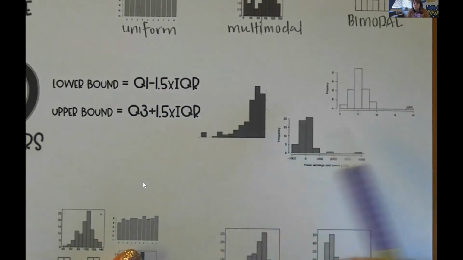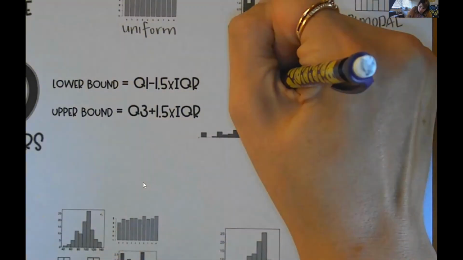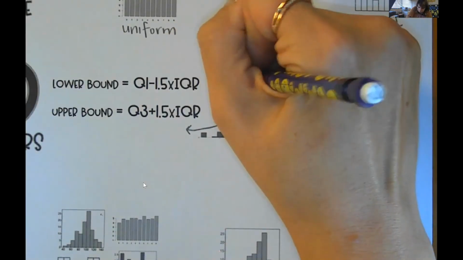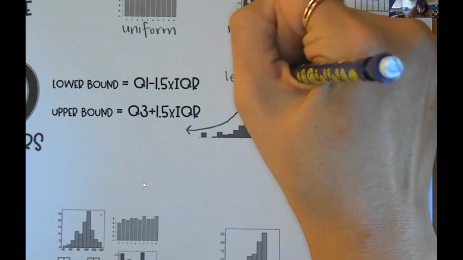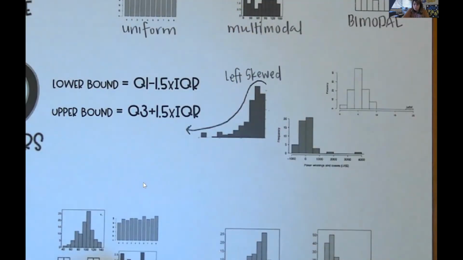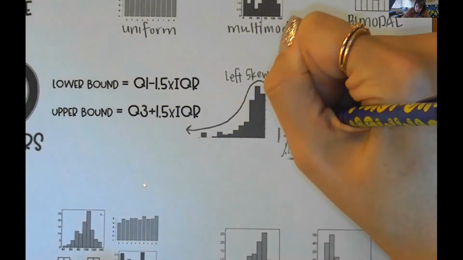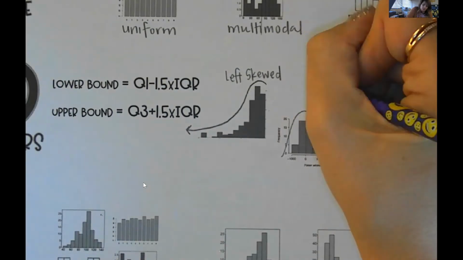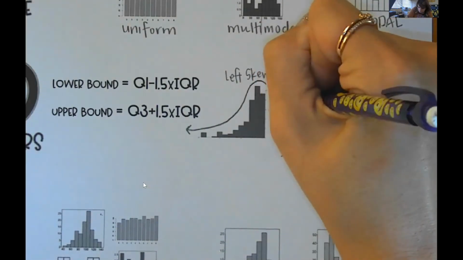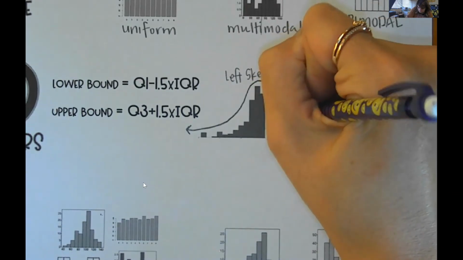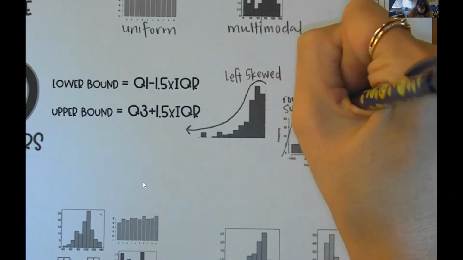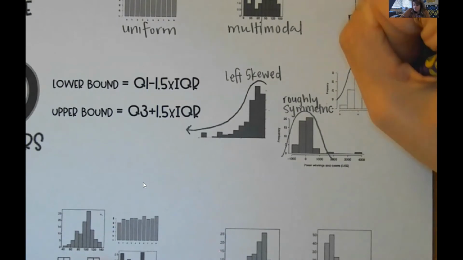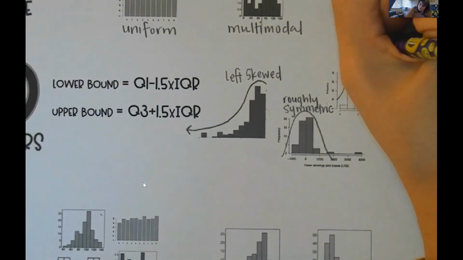Okay, let's just start from left to right. This first one is definitely left skewed. The middle one, I would say, is roughly symmetric. I would also say that this one is roughly symmetric.